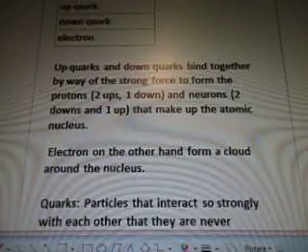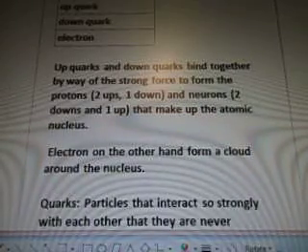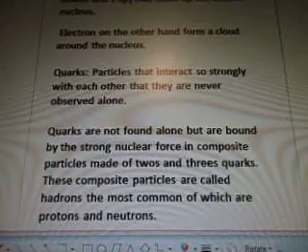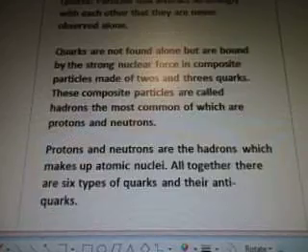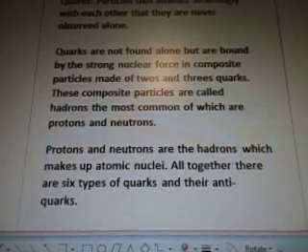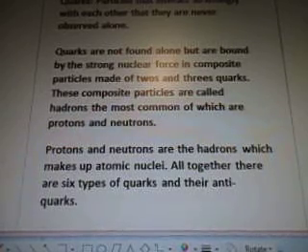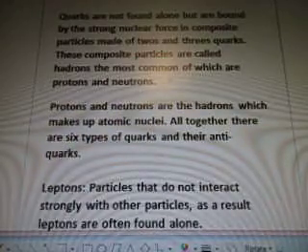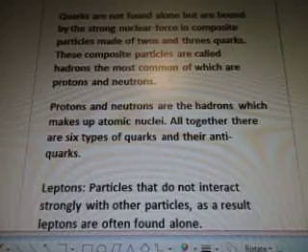Up quarks and down quarks bind together by way of the strong force to form protons, 2 ups and 1 down, and neutrons, 2 downs and 1 up, that make up the atomic nucleus. Electrons, on the other hand, form a cloud around the nucleus. Quarks are particles that interact so strongly with each other that they are never observed alone. Quarks are bound by the strong nuclear force in composite particles made of 2 or 3 quarks. These composite particles are called hadrons, the most common of which are protons and neutrons. Protons and neutrons are the hadrons which make up atomic nuclei. Altogether, there are 6 types of quarks and their antiquarks.